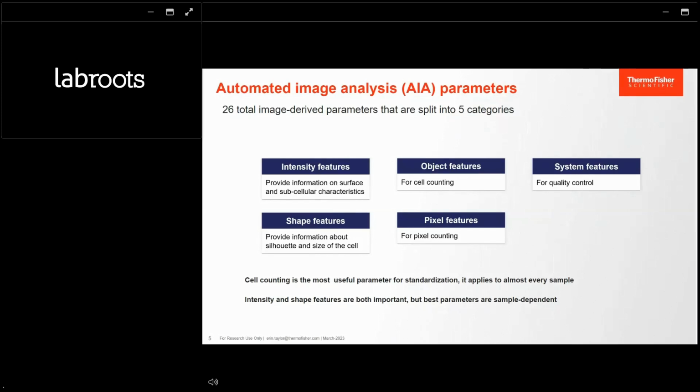One of the most universally beneficial parameters in these automated image analysis features is object counting, or object features for cell counting. This enables you to accurately identify your singlets, which adds a really robust way to check your manual gating and improve your accuracy. There's also system features for quality control and pixel features, which just counts pixels in the image. So cell counting is the most useful parameter for standardization and applies to almost every single sample. And then intensity and shape features are both important, but the best parameters will be sample dependent.